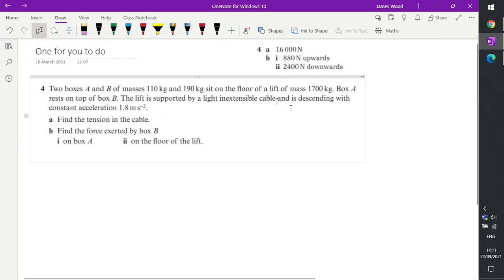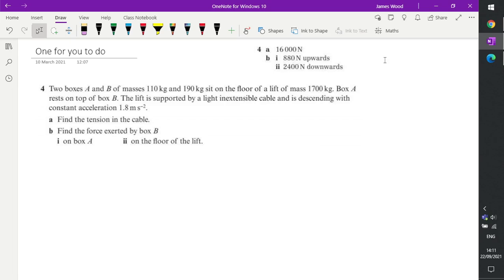Okay. Here's a similar question for you to do. I've put the answers at the top as well, but I will go through it in a minute. Have a go at this one on your own and make sure you can get to those solutions there, and I'll go through it in a second.